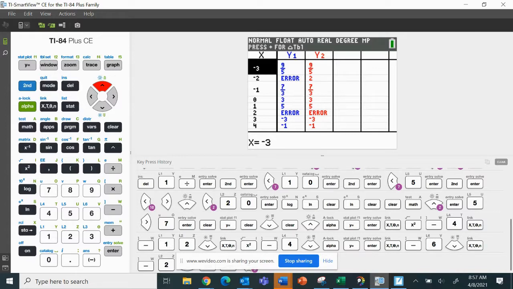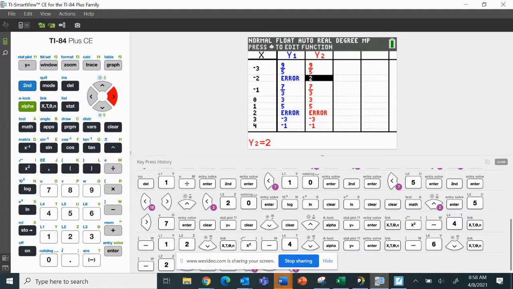Okay, so are these two equations completely exactly the same? Look at their outputs. Look at their y values. Are they 100% the same? They are not. So there is something extra that we have to put in because sometimes they're not 100% the same. At -2, the original equation has an error. The second equation has an answer.